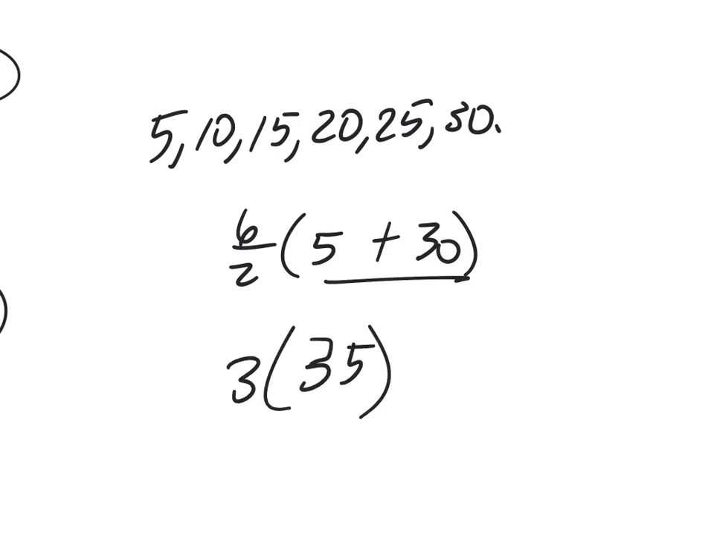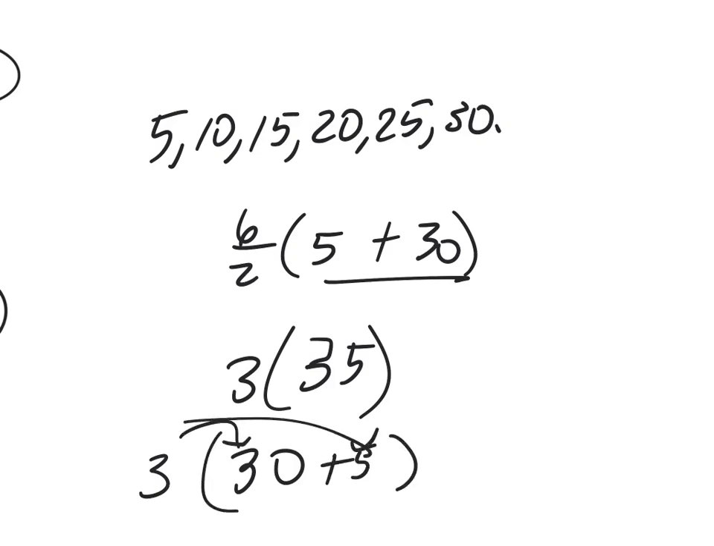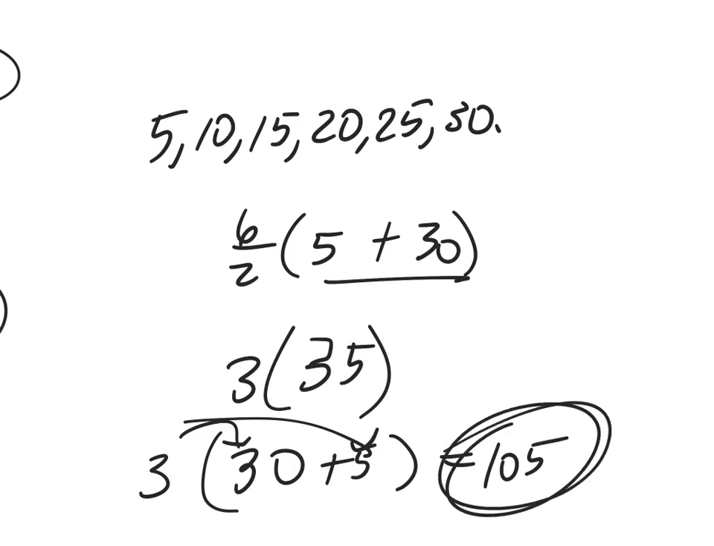And then I like to do it this way. 3 times, sorry, messed up a parenthesis there. 3 times 30 plus 5. That way I can kind of distribute it. 90 plus 15, what is it? That's what this adds up to.